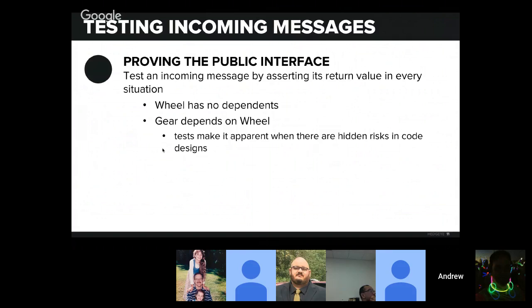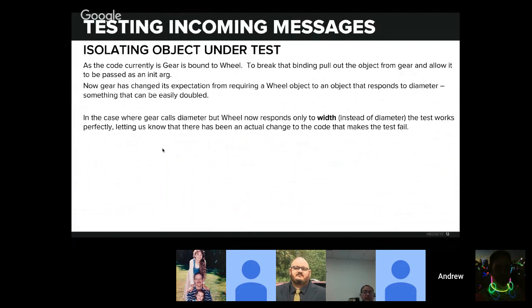What we do next is that we create an object that might respond to diameter. But before that, we do isolating the object under test. So as the code currently is, gear is bound to wheel. To break that binding, we have to pull out the object from gear, which would be wheel, and allow it to be passed as an argument in the initialize. Now gear has changed its expectation from requiring a wheel object to an object that responds to diameter, something she calls a diameterizable, which isn't really easy to say, but it is something easily doubled.